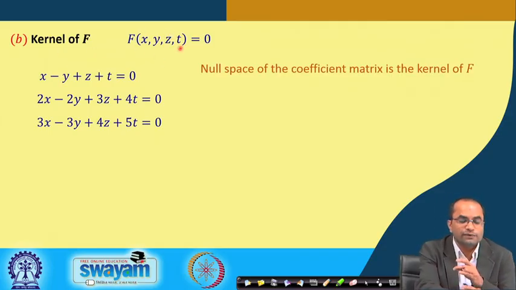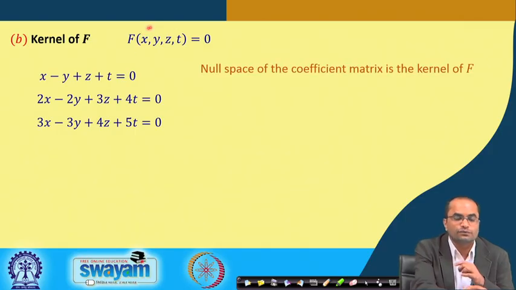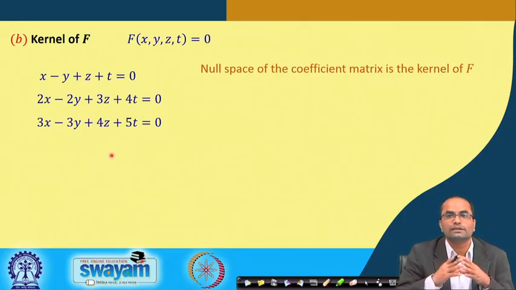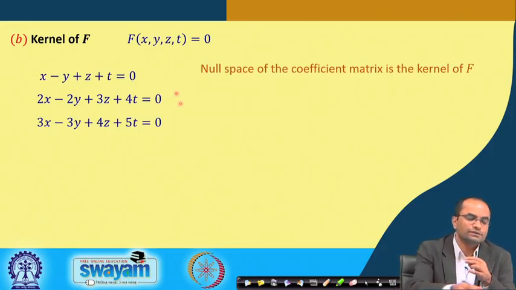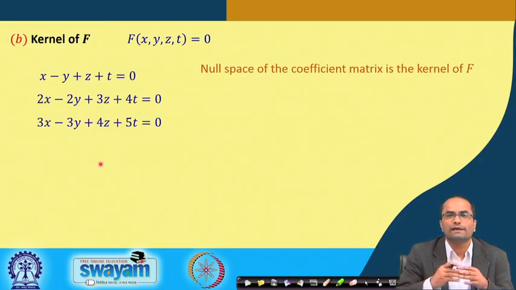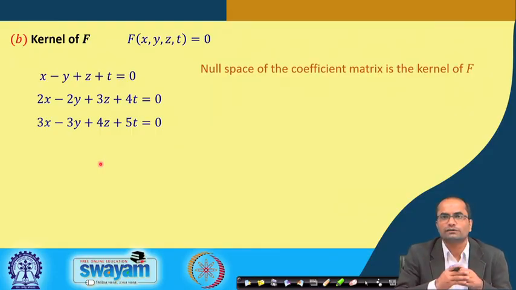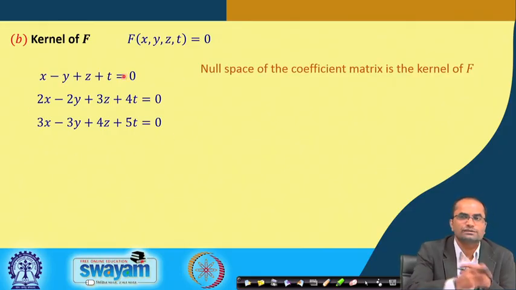of f? All those vectors from R 4 whose image is 0 in R 3. So, what do we need to solve? We need to solve this system of linear equations, and find out how many linearly independent solutions there are, or in other words the generators of the solution of this system of homogeneous equations. From there we will find the dimension of the kernel and the bases of the kernel. So, we need to solve finally the system of equations.